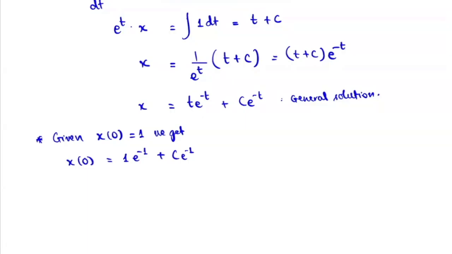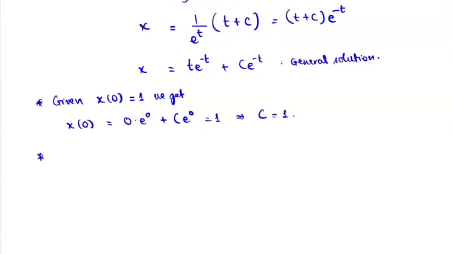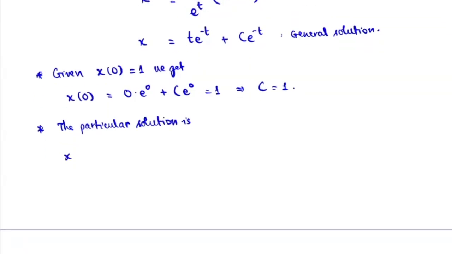Sorry. So when t equal to 0, so 0 times e to the 0 plus c times e to the 0 equal to 1 implies that c is equal to 1. Then the particular solutions is x equal to t times e to the negative t plus e to the negative t. Yeah, and that's it for the problem.